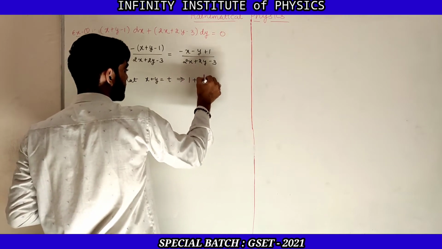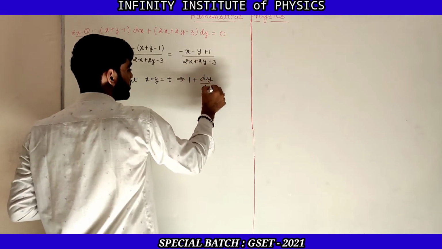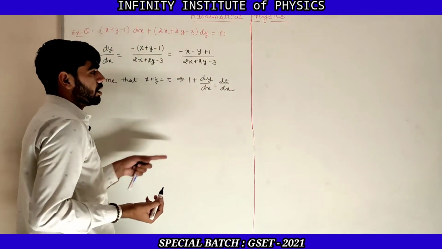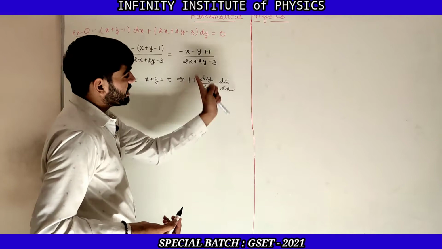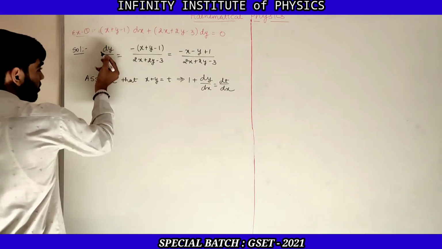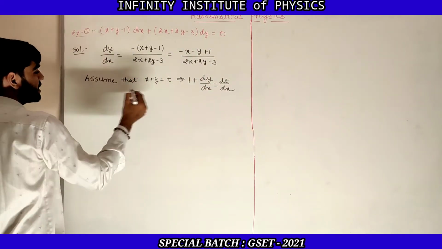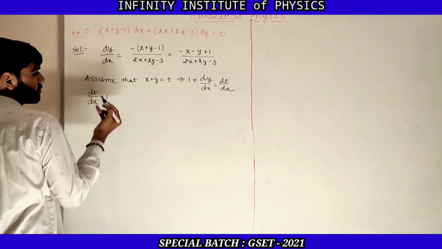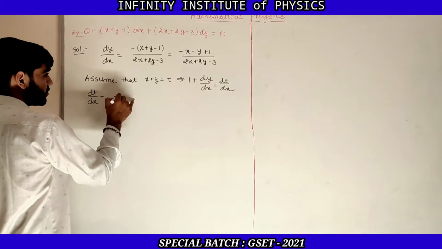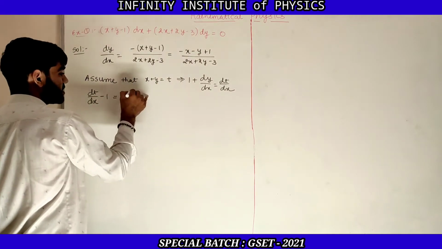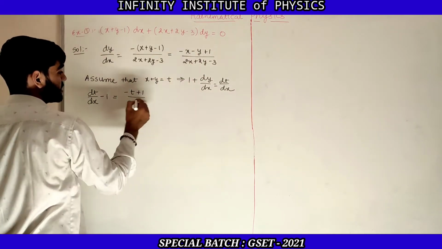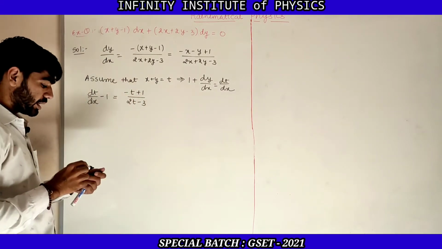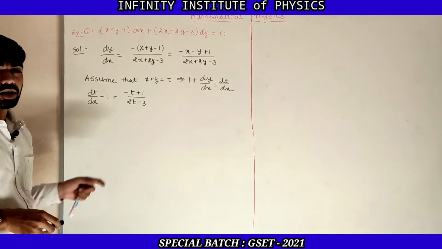And now let us take the differentiation with respect to x. So it is 1 plus dy by dx, which is equal to dt by dx. So dy by dx will be dt by dx minus 1. So now let us put dy by dx, which is dt by dx minus 1, equal to minus t plus 1 upon 2t minus 3.